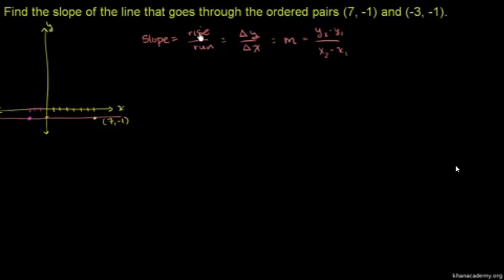If I rise a ton when I run a little bit, if I move a little bit in the x direction and I rise a bunch, then I have a very steep line. I have a very steep upward sloping line. If I don't change at all when I run a bit, then I have a very low slope, and that's actually what's happening here. You could view either point as a starting point, but let's view this as a starting point: negative 3, negative 1.